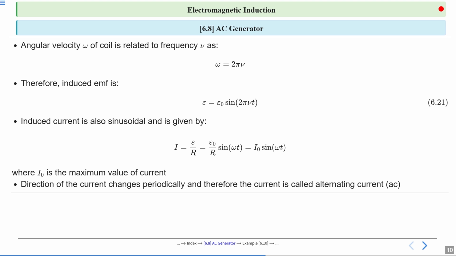That's why the direction of current and EMF changes periodically, and therefore it is called alternating EMF, or alternating current. This is our next chapter, alternating currents. The equation of this EMF and current for the AC generator is the basis for the next chapter we are going to discuss, that is alternating current.